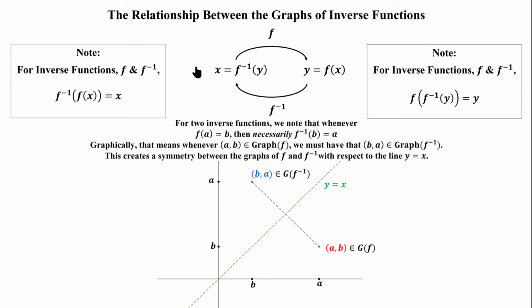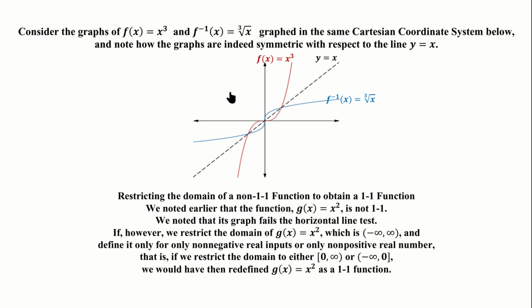So here we can see the two inverse functions that we discussed earlier. f of x equals x cubed and f inverse of x equals the cube root of x. Notice how beautifully symmetric the two graphs are with respect to the line y equals x. You can see x cubed here in red and the cube root of x here in blue.